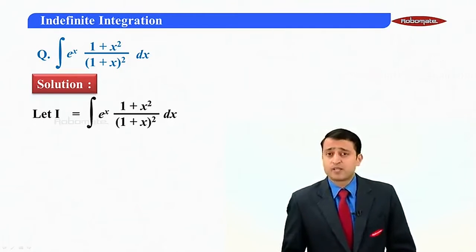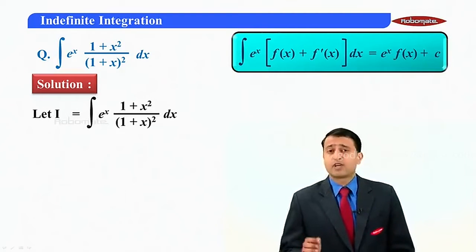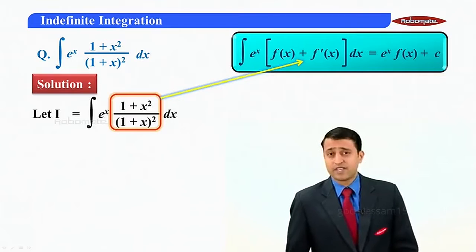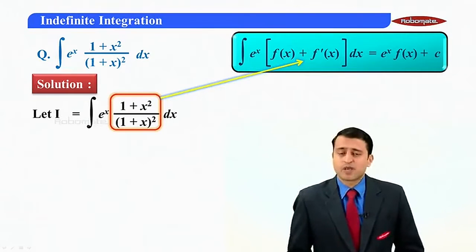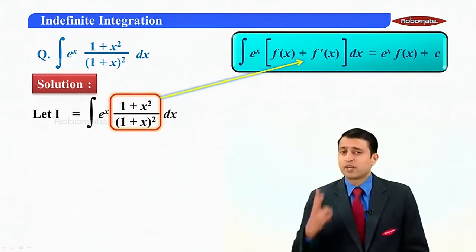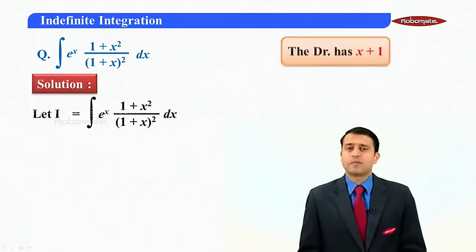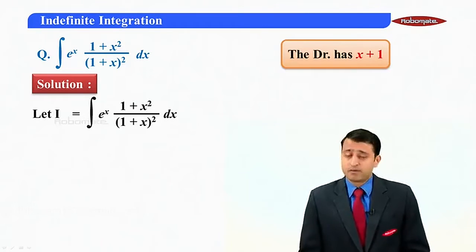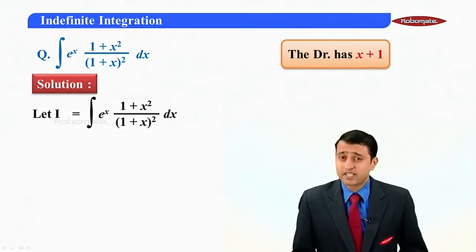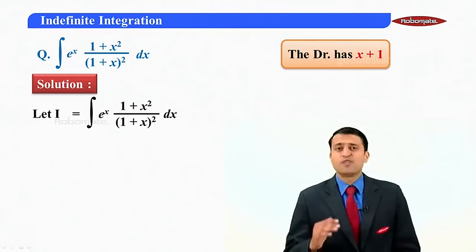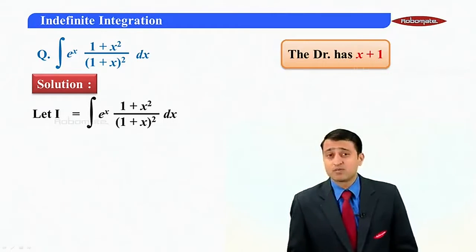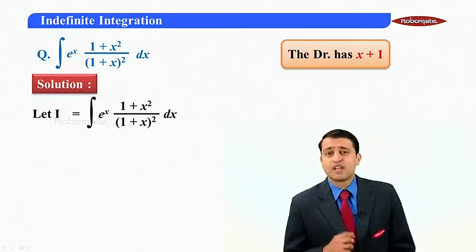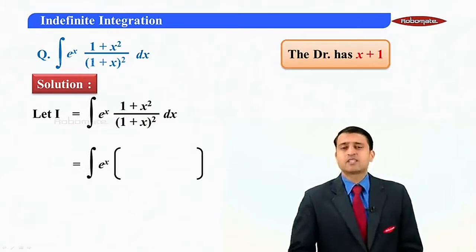You may observe, my dear students, that here I have to convert the integral in the form of e raised to x into brackets f of x plus f dash of x. That is, (1 plus x square) upon (1 plus x) the whole square has to be broken into two parts such that one can be taken as the function and the other can be taken as its derivative. Observe that the denominator has x plus 1. So, we should write the numerator also in terms of x plus 1. And for that, we will add and subtract 1. Let us see that step.